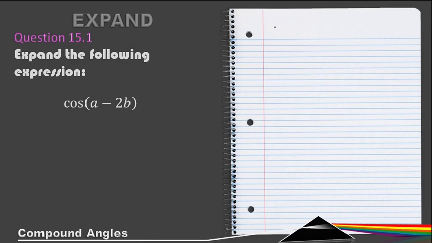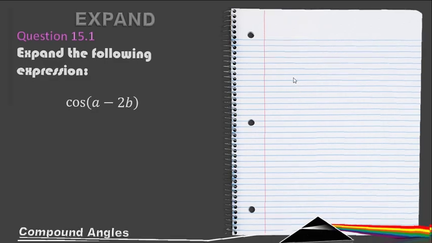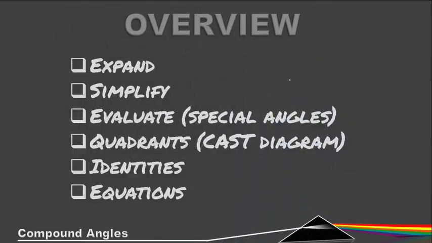Question 15.1. We need to expand cos of A minus 2B. Since this is cos, he takes everything for himself: cos A, cos 2B, and then he changes the sign to be plus, and what's left over, sine gets: sine A, sine 2B. Okay, so that was really easy. That's just how we expand those identities.